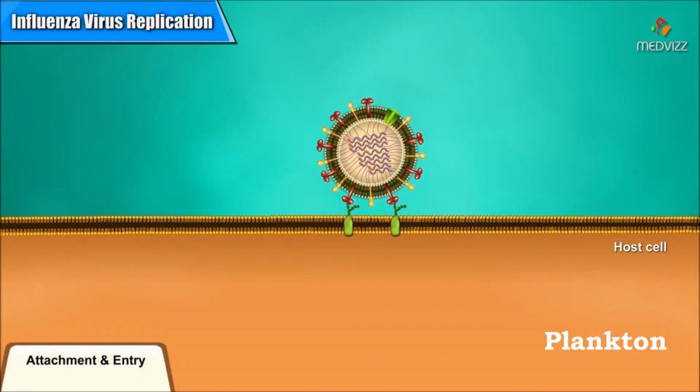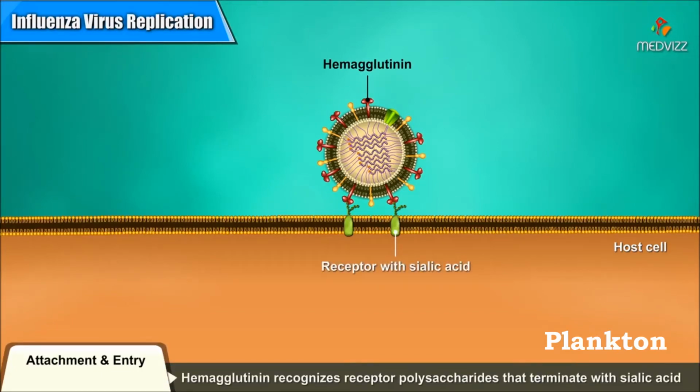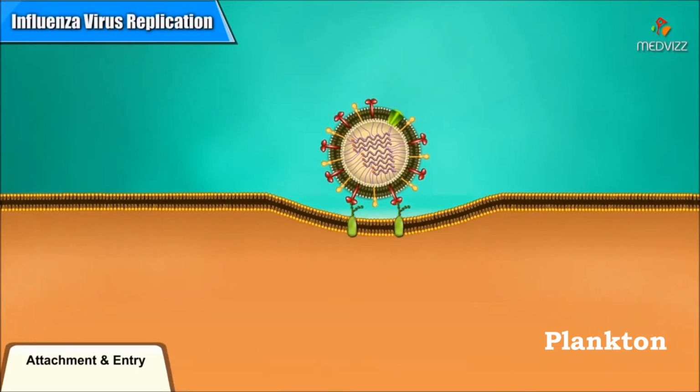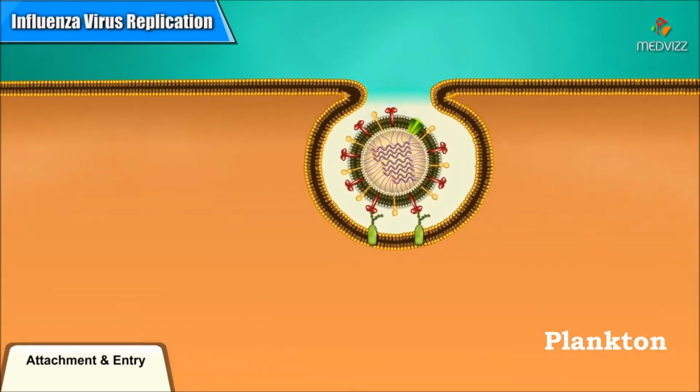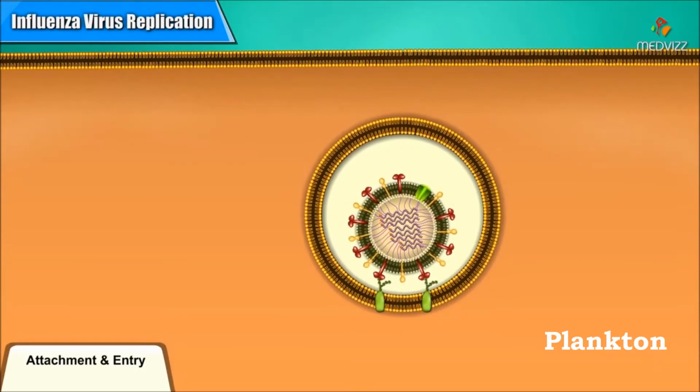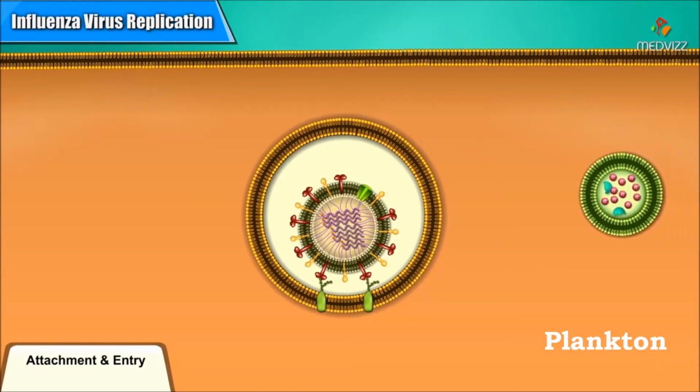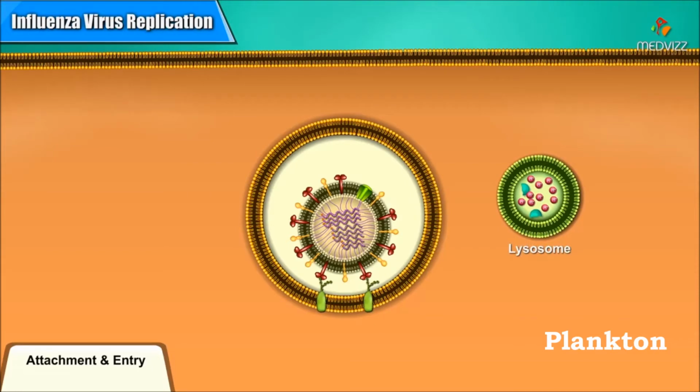An influenza virus attaches to a cell when hemagglutinin, one type of protein in its viral envelope, binds to a host receptor. Hemagglutinin recognizes receptor polysaccharides that terminate with sialic acid. The cell then takes up the virus by endocytosis. The endocytic vesicle then fuses with a lysosome. A lysosome contains digestive enzymes and an acidic interior, and typically digests contents taken in from outside the cell.